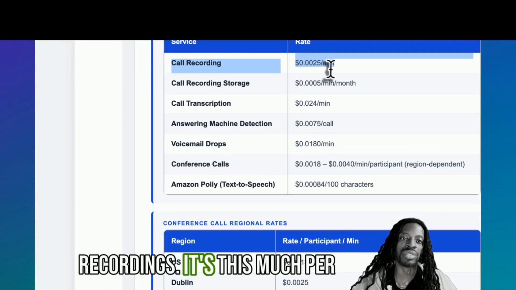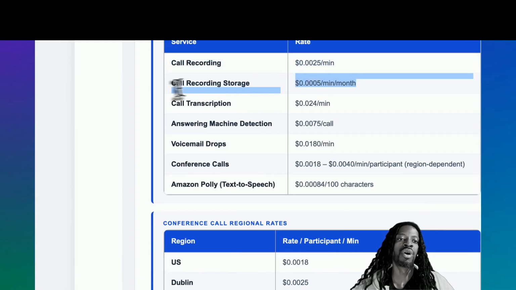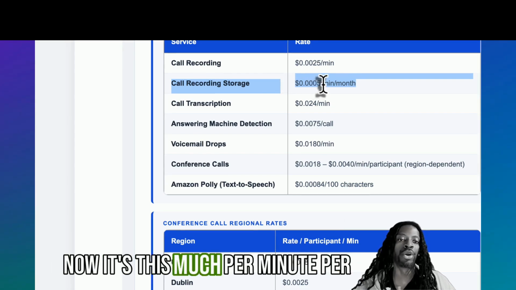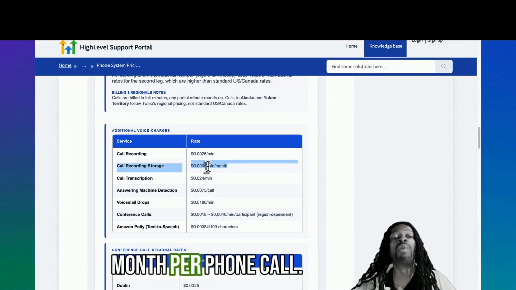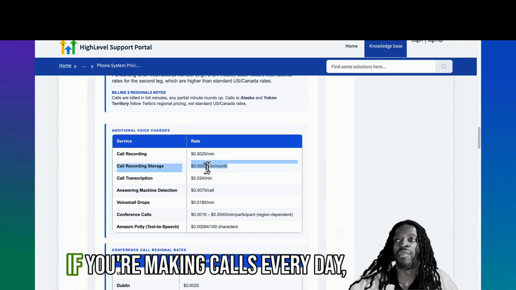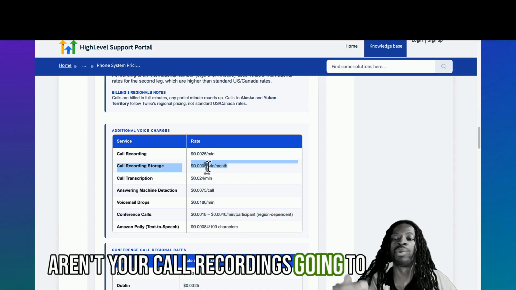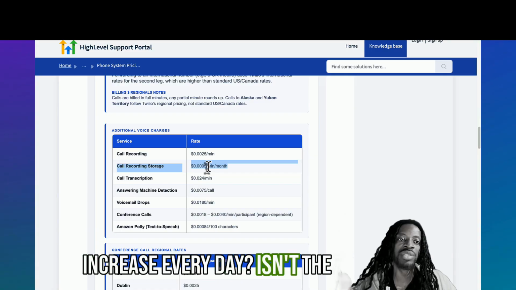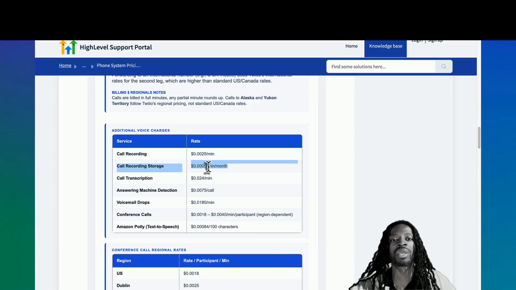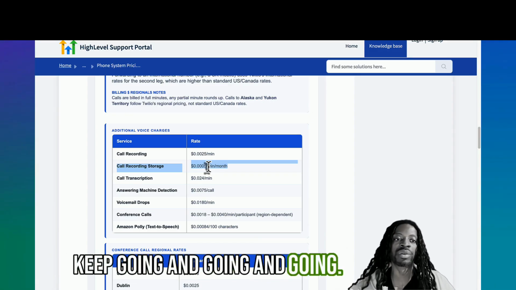Call recordings is this much per minute. Call storage, so you just recorded the call, now you got to store it. Now it's this much per minute, per month, per phone call. Think about this now. If you're making calls every day, aren't your call recordings going to increase every day? Isn't the recording storage going to increase every day with every phone call that you make? It's a never-ending cycle. It's going to keep going and going and going.